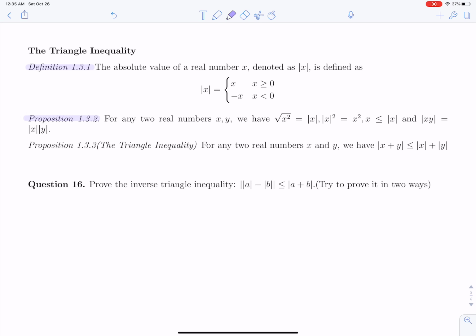Not especially, all of them are important. Make sure you know all of them by heart. Okay, and this is the triangle inequality.